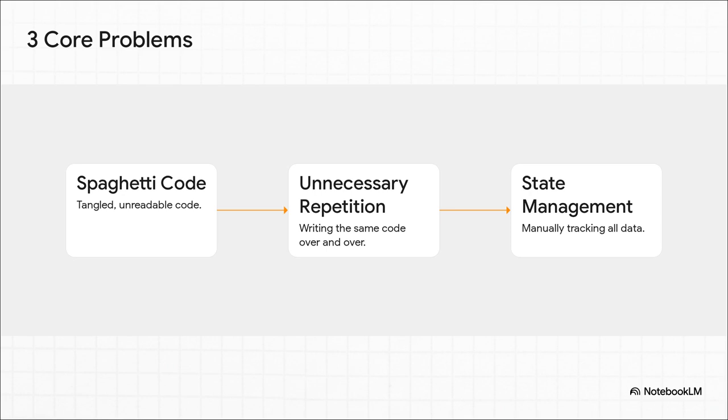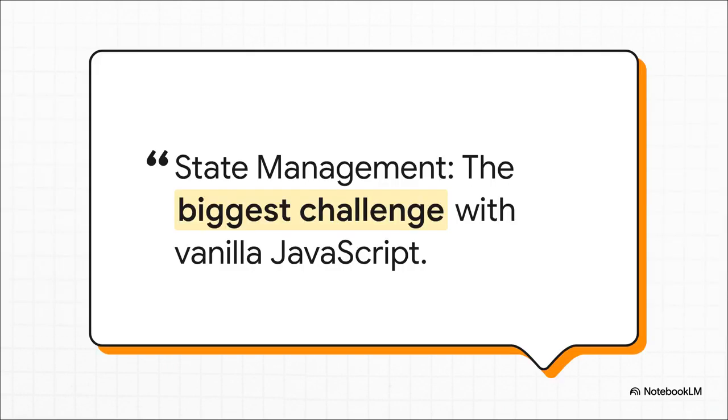And third, the biggest headache of them all: state management. This is the nightmare of trying to manually keep track of all your application's data and then remembering to update the screen every single time something changes. And honestly, that last one, state management, is the real monster here. Manually keeping track of every little piece of data, a user's name, their login status, what's in their shopping cart, and then having to write even more code to update the screen every time, it's a disaster waiting to happen. This is the single biggest challenge that frameworks were invented to solve.